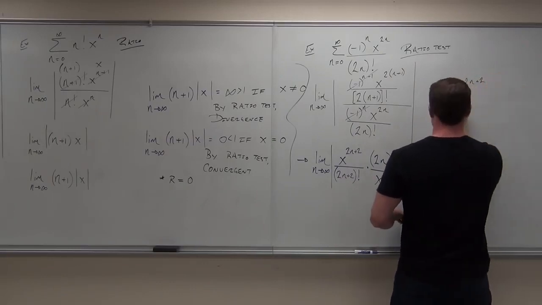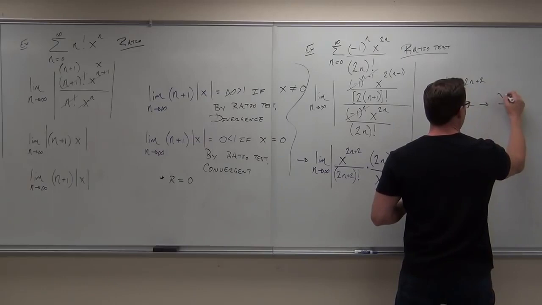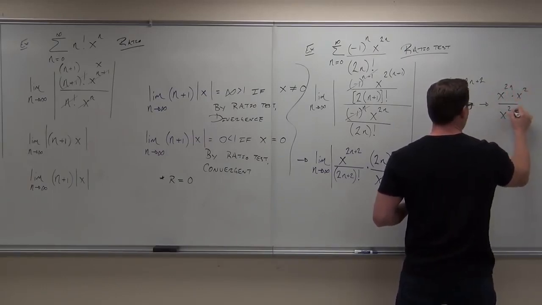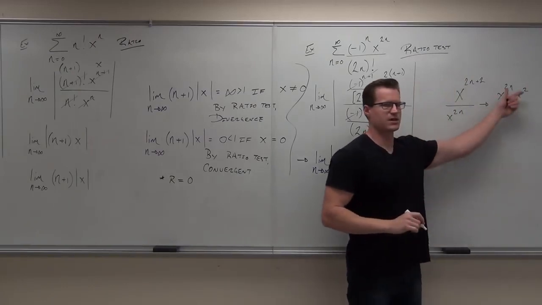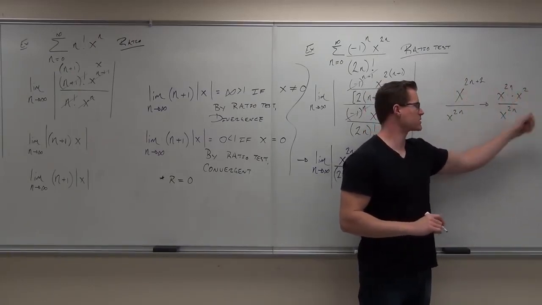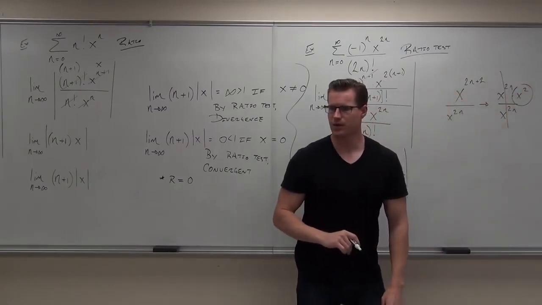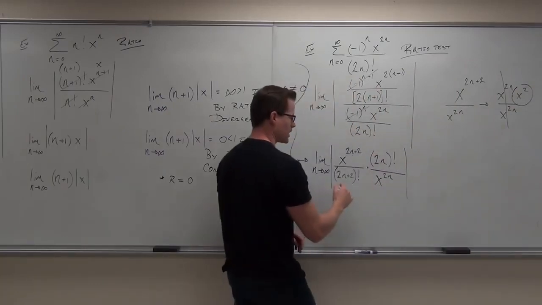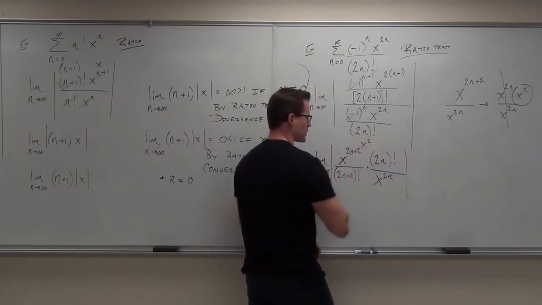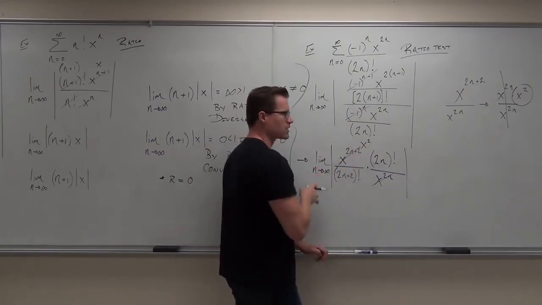X to the 2n plus 2 over x to the 2n. If you know what this is, x to the 2n times x squared over x to the 2n. When you multiply common bases, you add powers. Therefore, I can split up any addition of powers by multiplication of common bases. That, therefore, gives you x squared. Feel okay with that one? So when I do this, I'm going to go, okay, well, boom, boom, x squared. So far, so good?